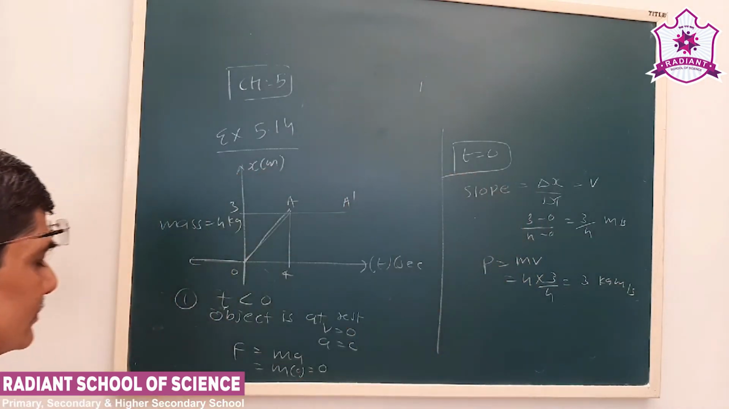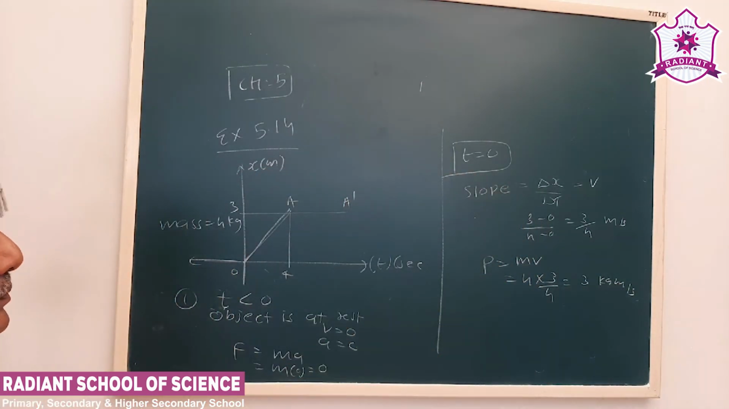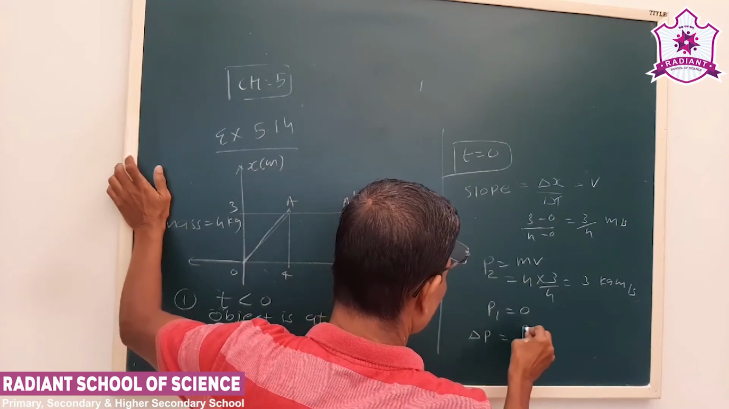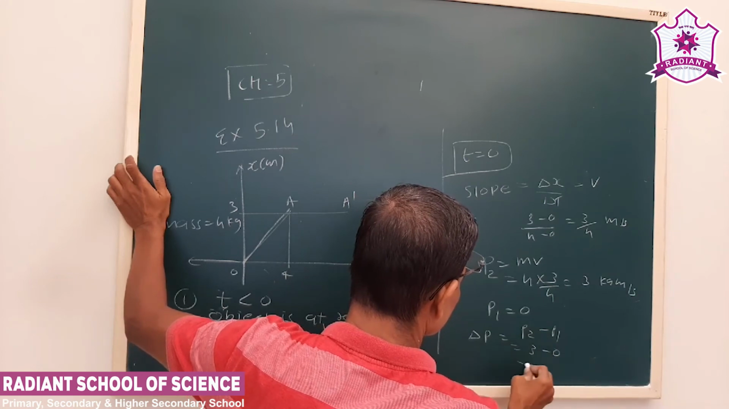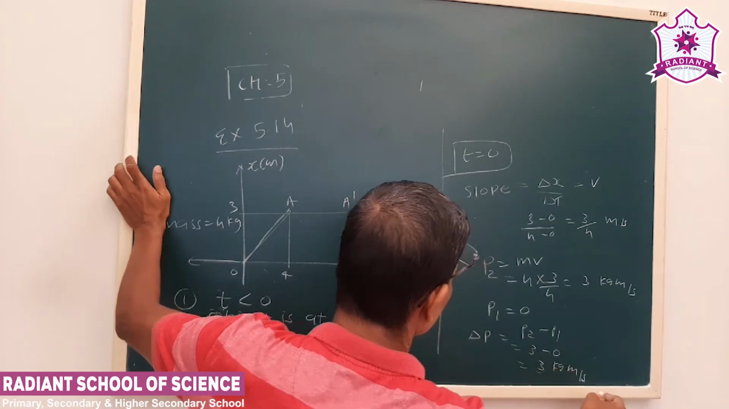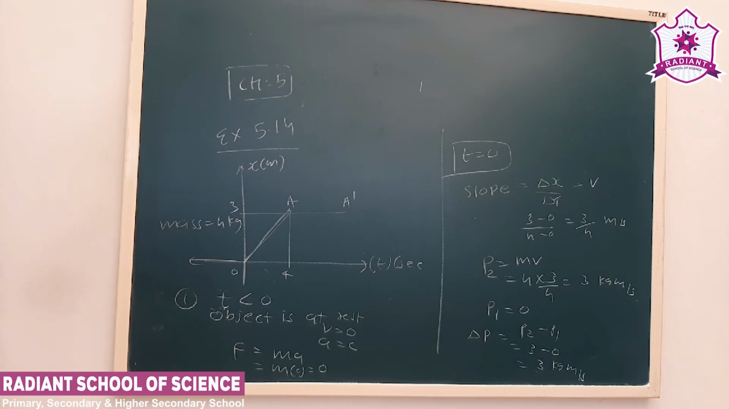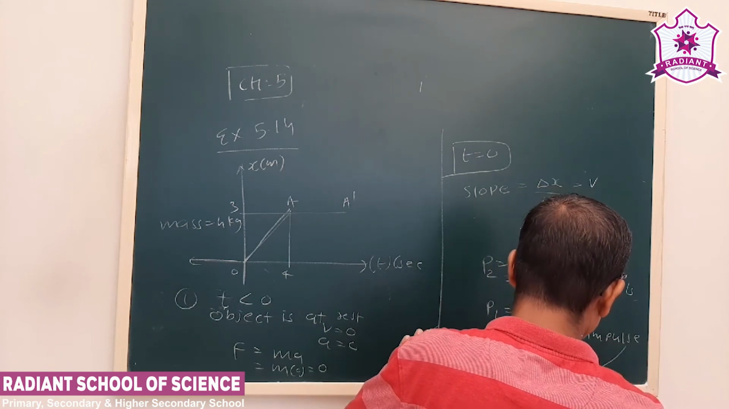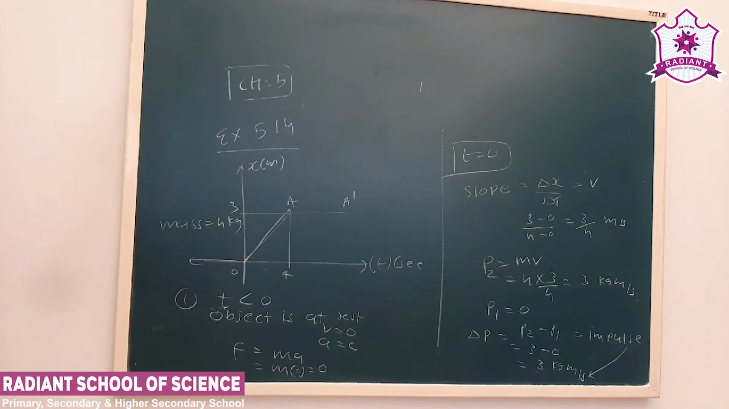Before t equal to 0, it was at rest. At t equal to 0, it has attained some velocity. So delta p, p1 was 0, delta p is p2 minus p1. So this is the condition at t equal to 0. That delta p is nothing but impulse, and that will be of the value 3 kg meter per second. This is the case at t equal to 0.